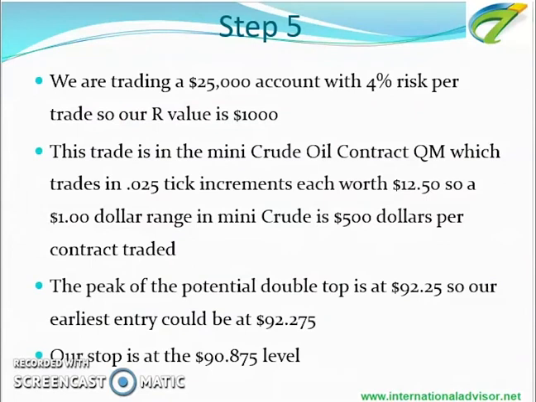Step 5. We are trading a 25,000 account with a 4% risk per trade, for example. So our risk value is $1,000. This trade is in the mini crude oil contract, which trades in 25 cent tick increments of $12.5. So a $1 range in the mini crude is $500 per contract being traded. In this step, we'll go for risk calculations. The peak of the potential double top, in terms of dollars, is 92.25. So our earliest entry could be 92.275. Our stop is at the 90.875 level.